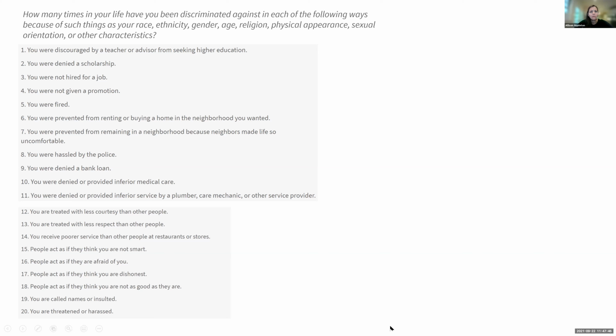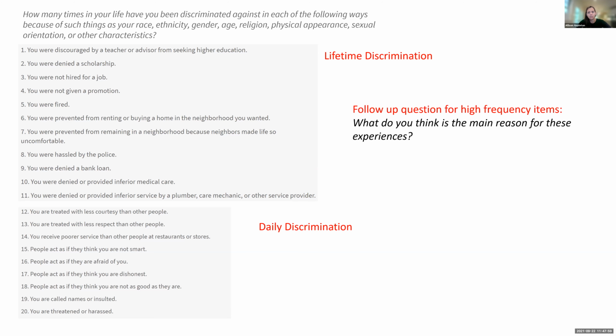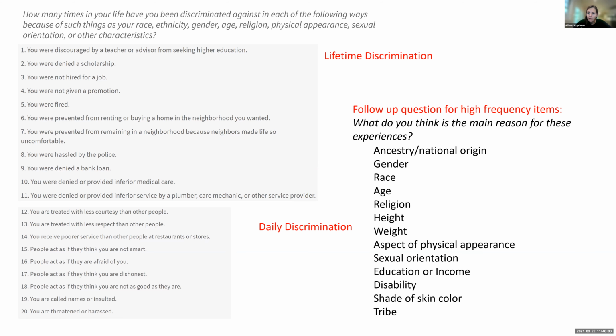How many times in your life have you been discriminated against in the following ways because of XYZ? Basically the participant would answer yes or no to each question. And then if you had yes, there are follow-up questions. So the follow-up questions for the high-frequency yes items: what do you think is the main reason for these experiences? You're provided a list and you can say what the discrimination was attributable to. Was it attributable to race or gender or sexual orientation?